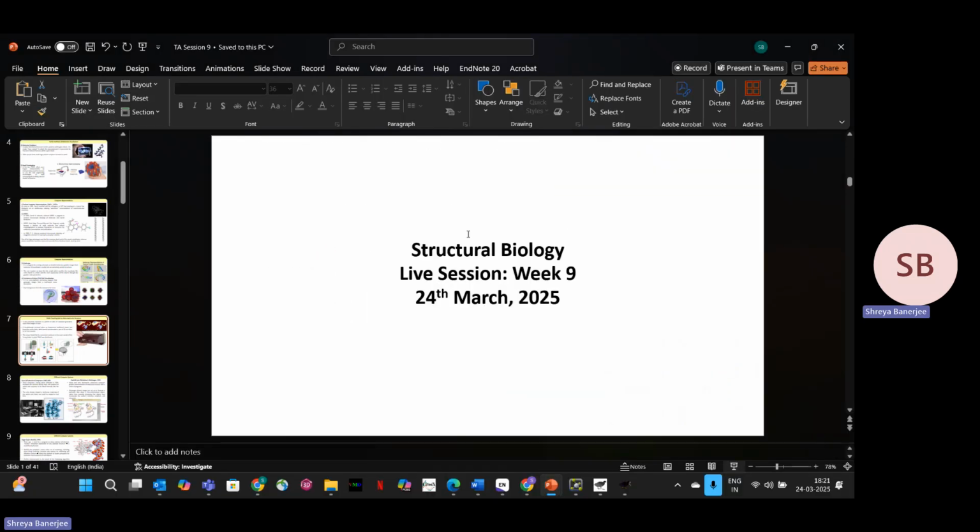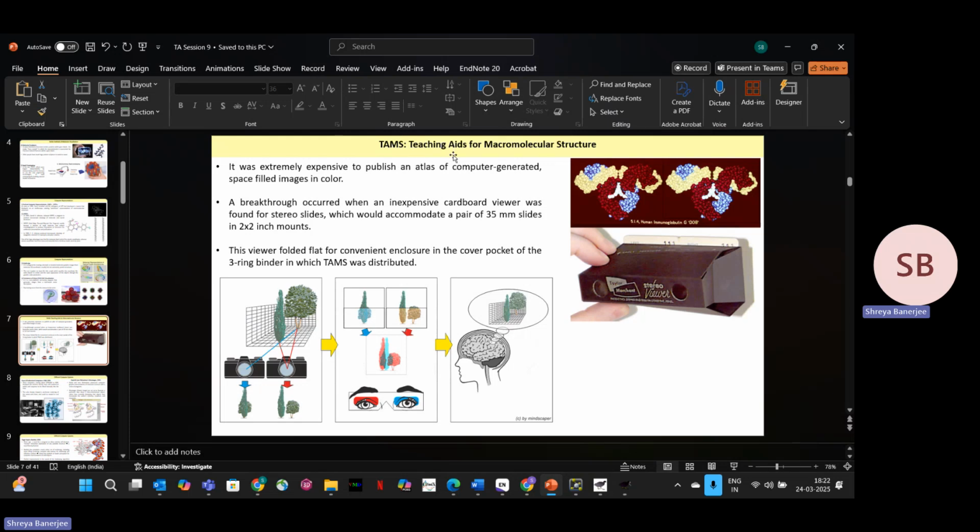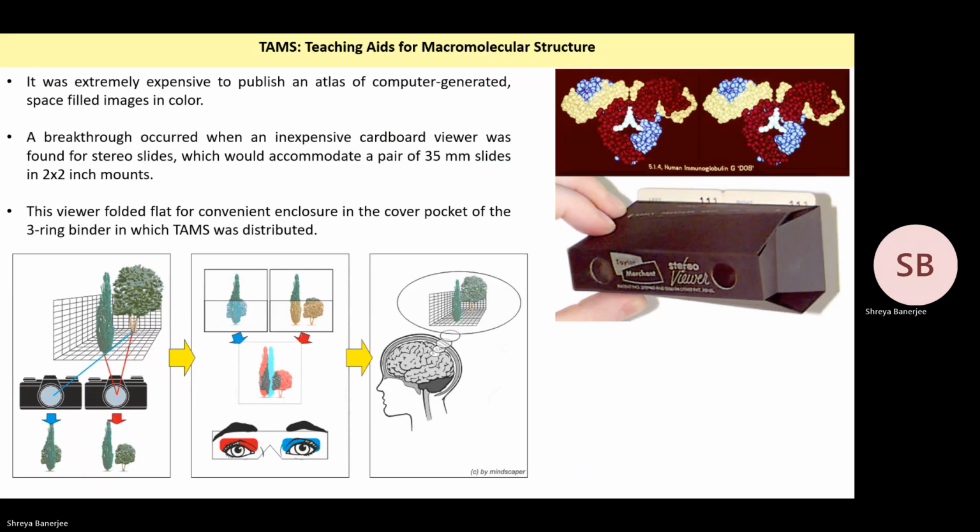Now we come to TAMS, which is Teaching Aids for Macromolecular Structure. Basically, if you have to publish an atlas of all the computer generated space filled models in color, it is very expensive. So somehow these models have to be accessible to the general student in a cost-effective way. So a breakthrough occurred when an inexpensive cardboard viewer, so this is a cardboard viewer, was found for stereo slides.